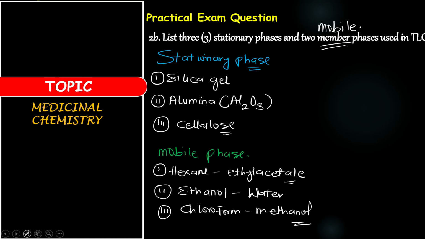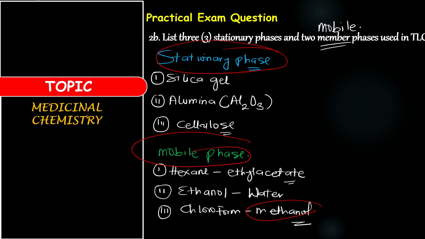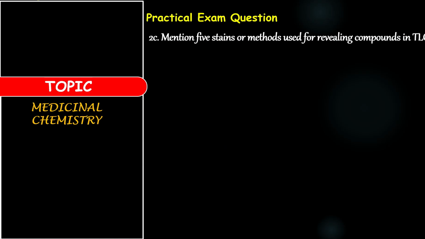All right, all these ones are the mobile phases and the stationary phases that are used in thin layer chromatography. All right, and I believe that is the answer to that question. All right, let's look at the C. Mention 5 stains or methods used for revealing compounds in TLC.